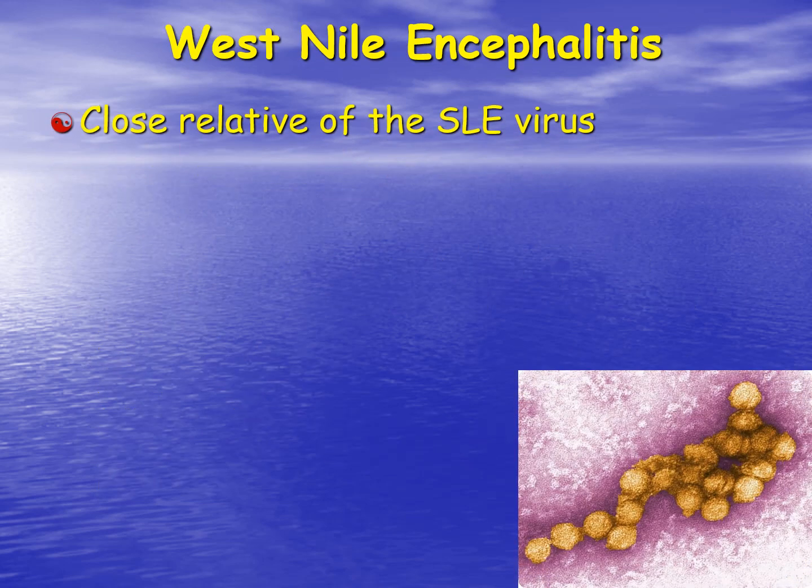Now, West Nile virus. This one's gotten a lot of press in the last few years. West Nile virus has actually been around for a long time. It is a close relative of a virus known as the St. Louis encephalitis virus, which is also related to the Eastern and Western equine encephalitis viruses and the Venezuelan equine encephalitis virus. This actually emerged for the first time in a human patient in 1999, but we actually saw a case of West Nile virus in a horse in 1996, so we knew it was here by that point.